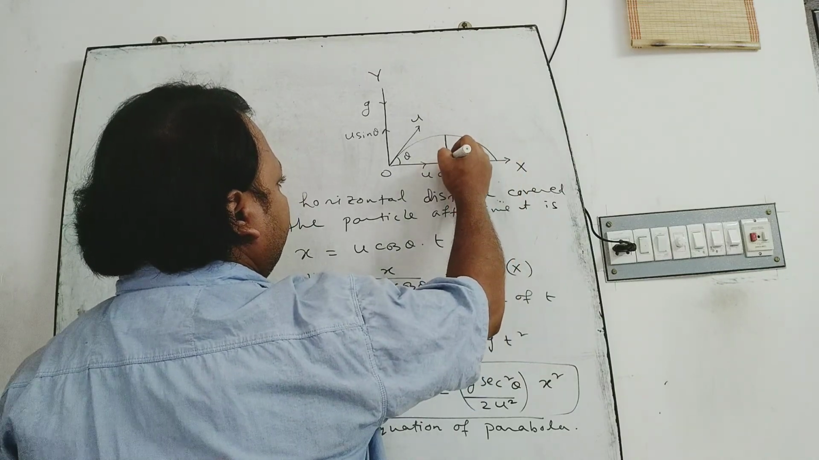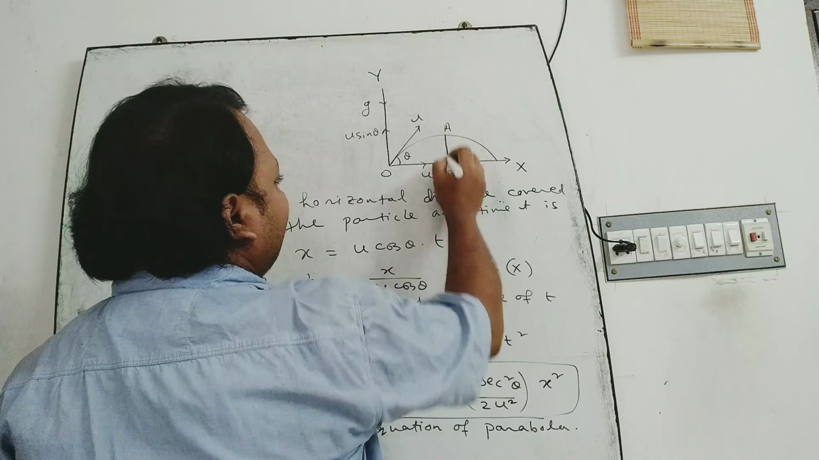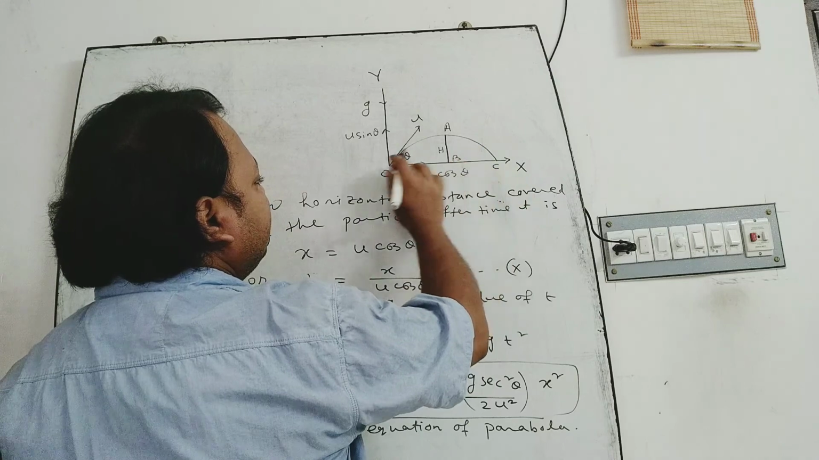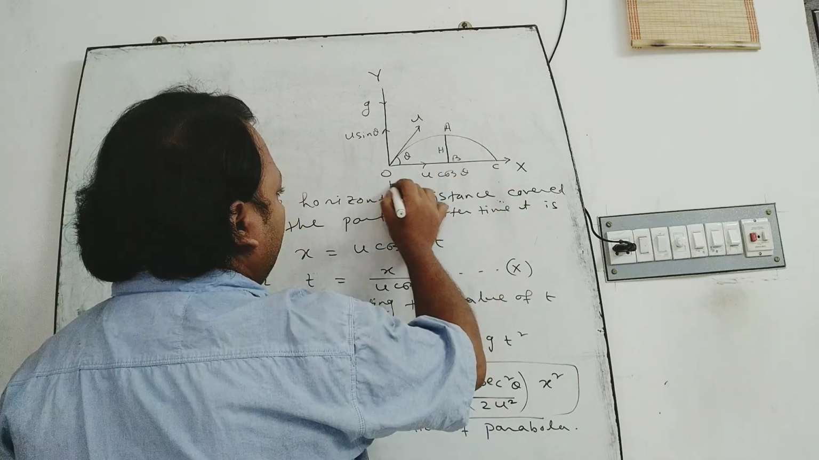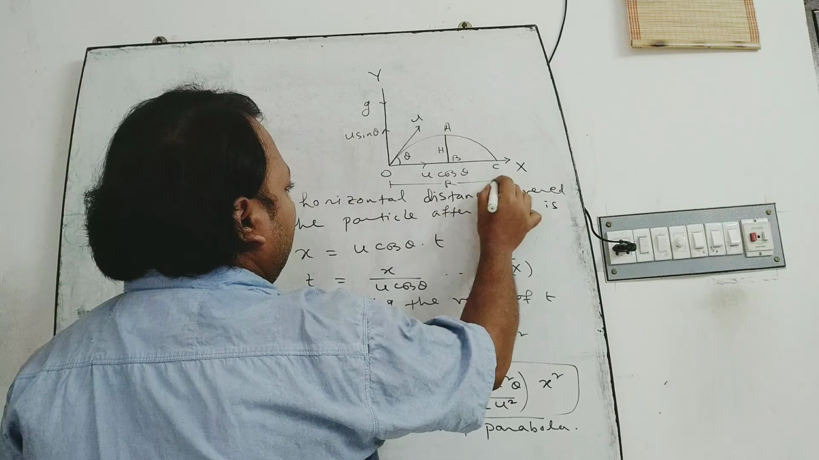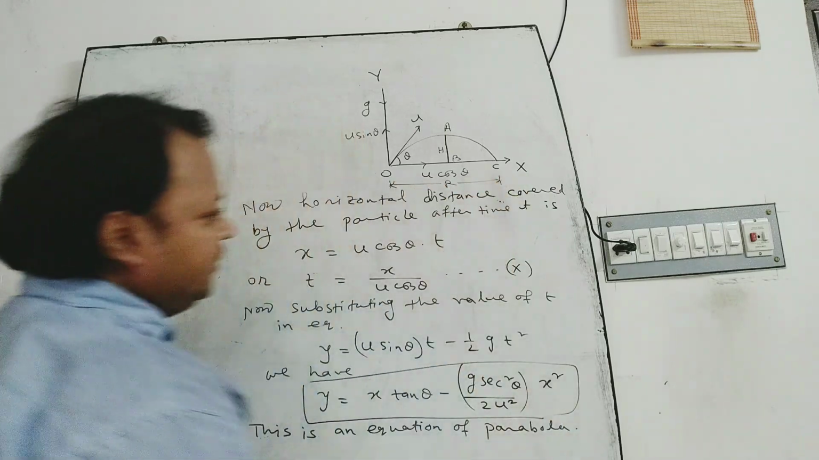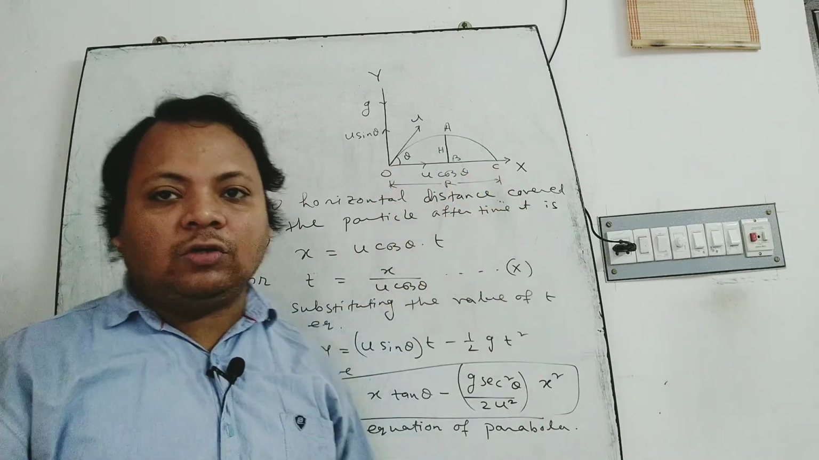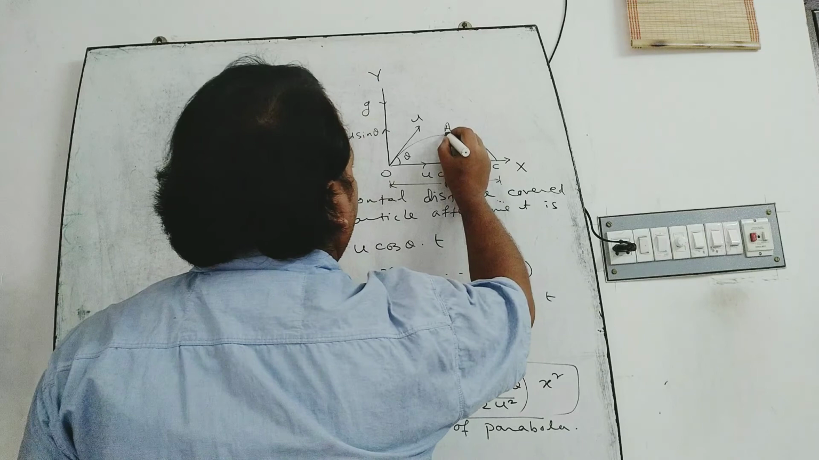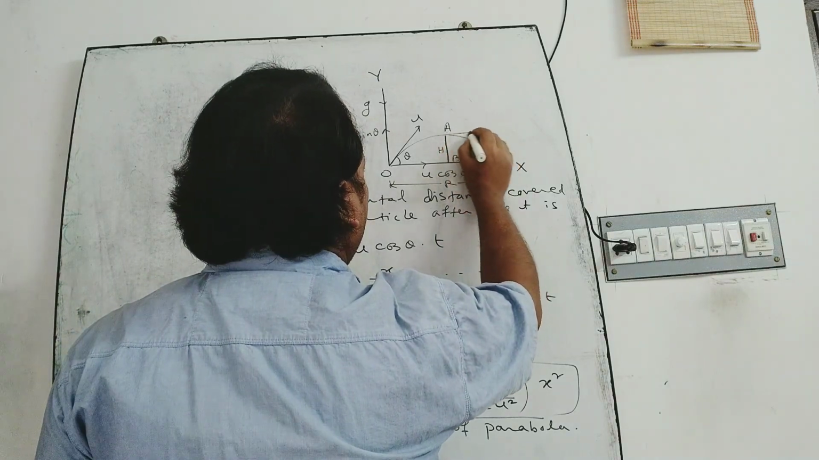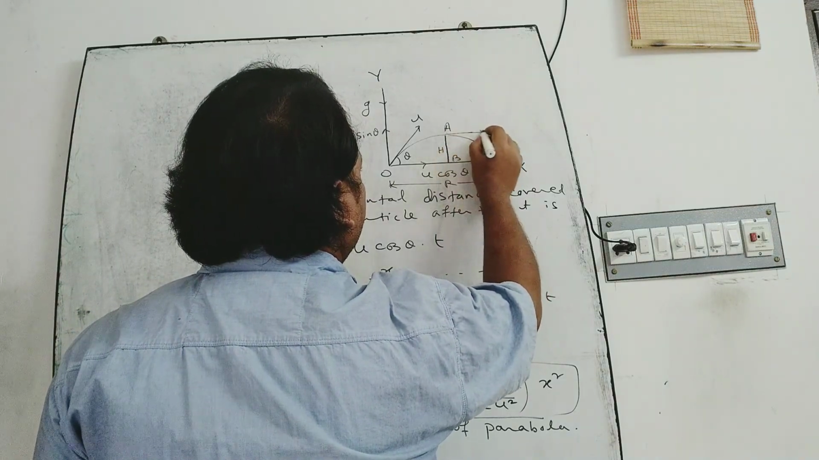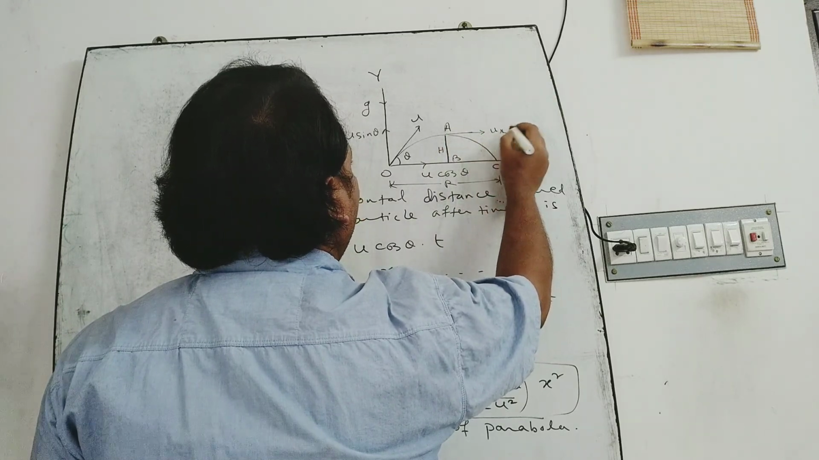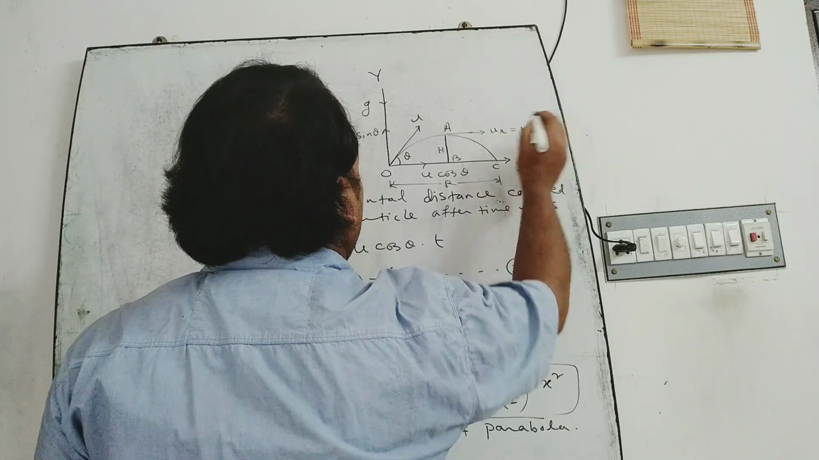And here AB is the maximum height attained by the particle, and OC is the range of the particle. That is, OC is equal to capital R, the maximum horizontal distance covered by the particle. This is known as range. And at the point A, the vertical component of the velocity becomes 0, and only the component of the velocity ux is equal to u cos theta remains.